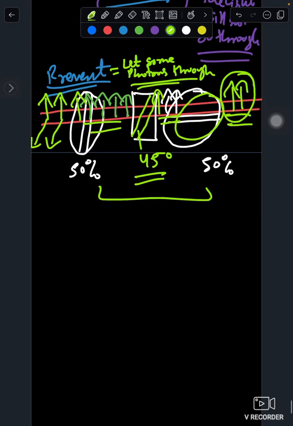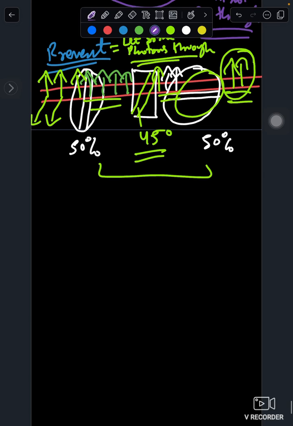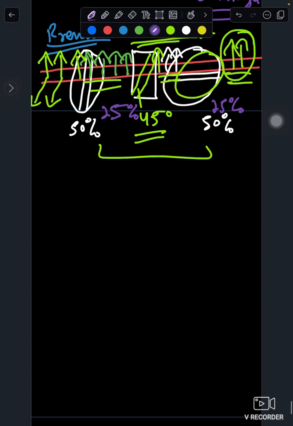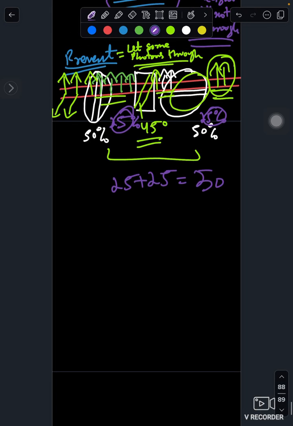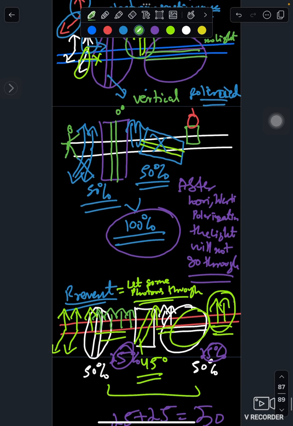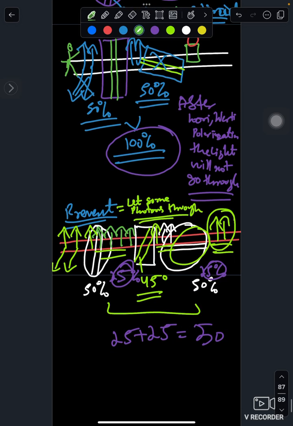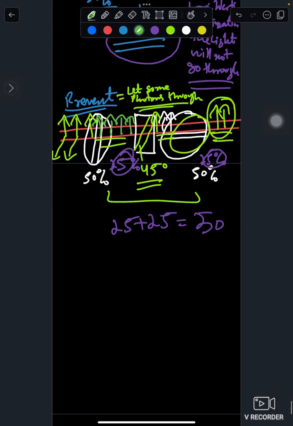So the percentage effect changes. Here you can say 25%, 40%, 45%, 25%. So it's probabilistic. Now 25 plus 25, how much is this? 50. And 50. So these can change. What I'm trying to say is that we can prevent the object from being fully invisible, so that we can see some of the object.